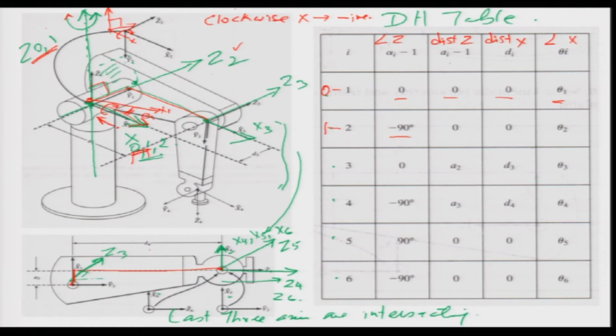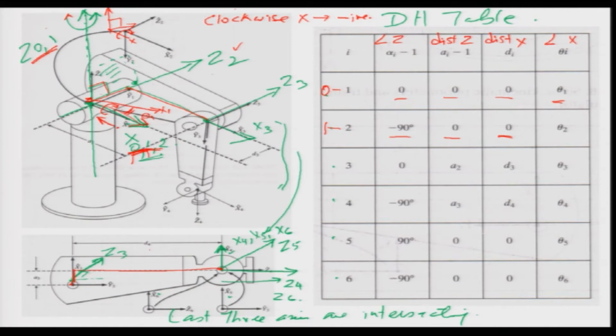Now, the distance between the z axes: Z2 and Z1 are again the same axis. If you can see, Z2 and Z1 are meeting at this point and it is the same axis. So, there is no distance between the z's and hence it is 0. Now, if you look at the distance between the x axes, x0, x1 and x2 are all the same axis, and hence again there is no distance between the x's. They are all meeting at the same point there.